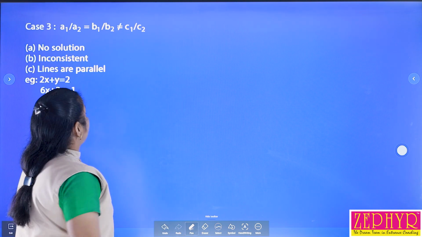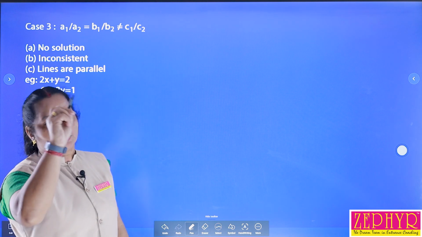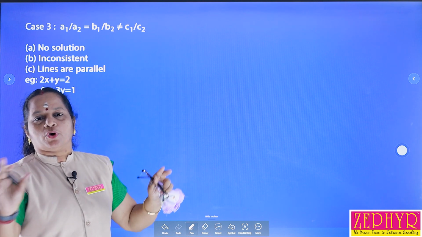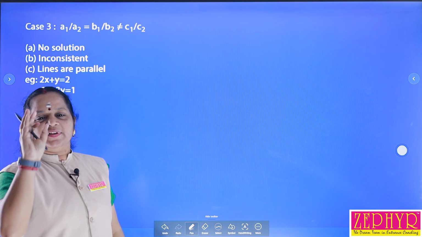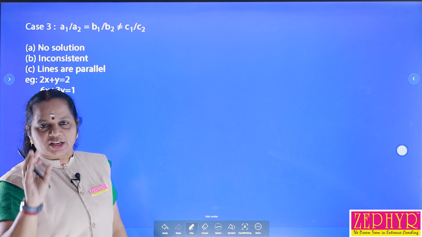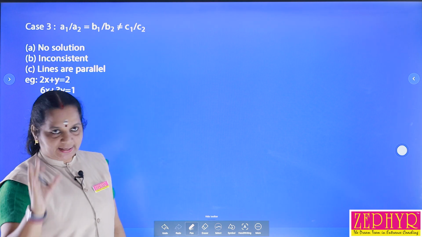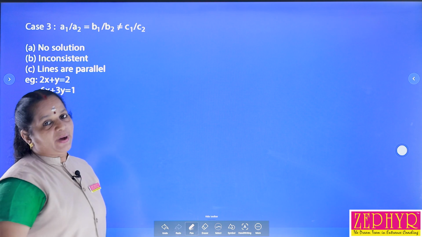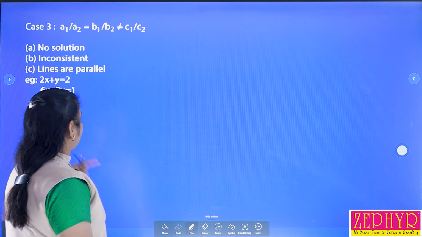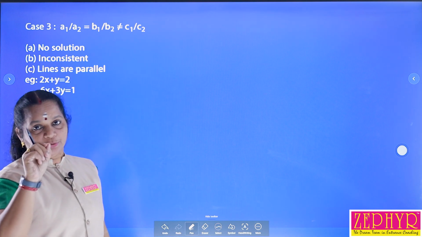This is the last case. If a1 by a2 is equal to b1 by b2, that is not equal to c1 by c2, then what do you mean by this? There is no solution, there is no common value which satisfies these two equations. That means this pair of linear equations has no solution, the system is inconsistent, and the lines are parallel. For example, 2x plus y is equal to 2, 6x plus 3y is equal to 1. In this chapter, this is the main topic for our objective type questions.